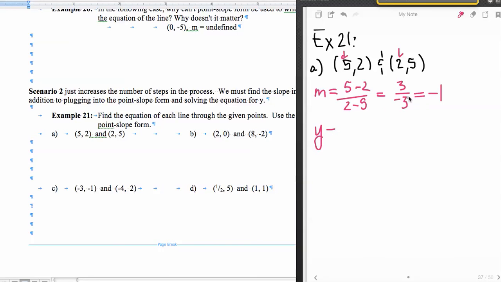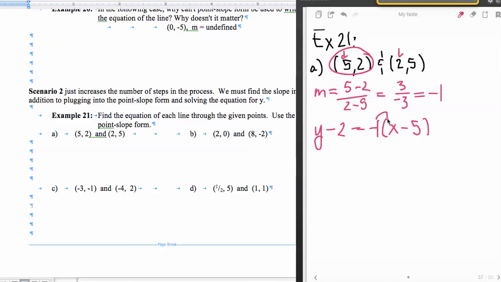So y minus, now I can choose either one. I'm going to choose this ordered pair as my x1, y1. You could choose this one. You're going to get the same thing as long as you do all the basic math right. So y minus 2 is equal to negative 1, my slope, times x minus my x1, which is 5.